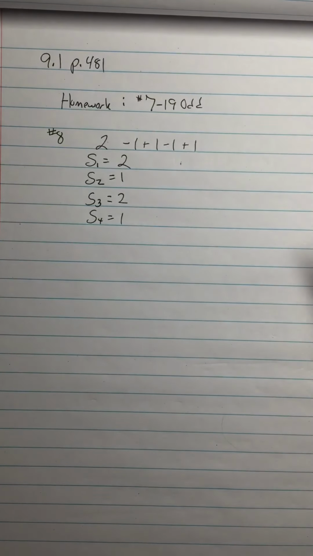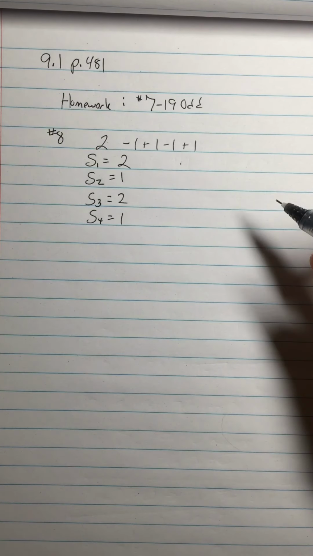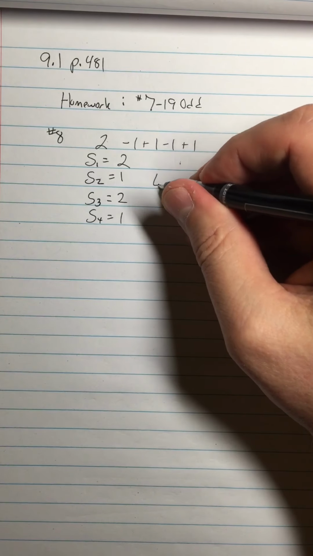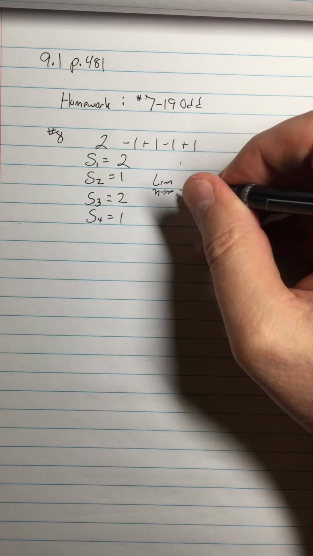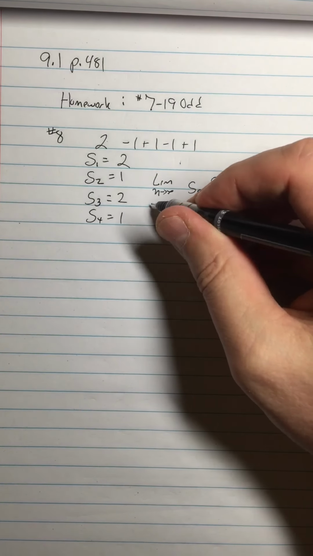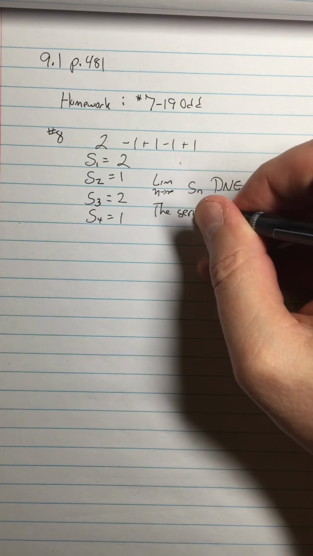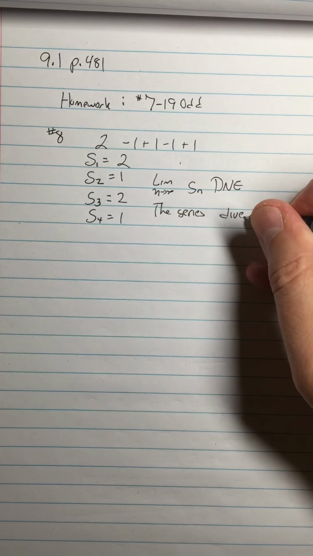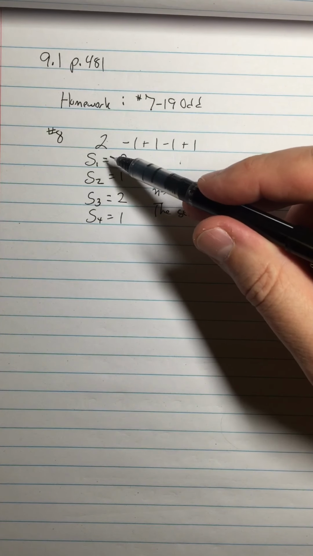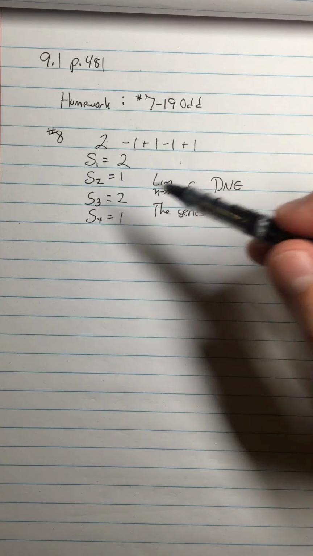All right, so now I get the idea of what S sub n is, and what I can see just by inspection is that the limit as n approaches infinity of S sub n does not exist. Therefore, the series diverges. All right, so this is establishing that conclusion from the sequence of partial sums, which is what they ask you to do.